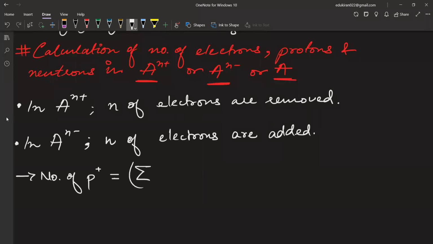the sum of Zi into Xi into the number of ions. I'll explain each and every part.